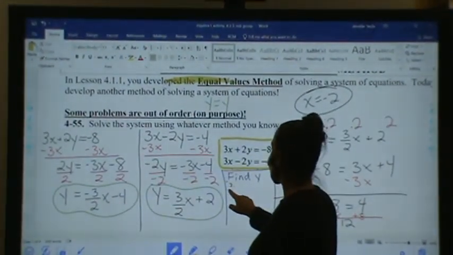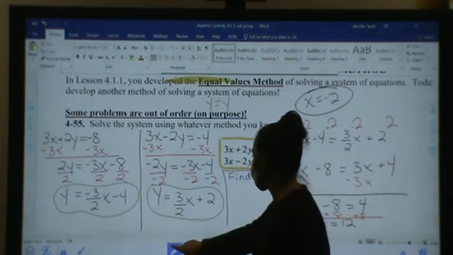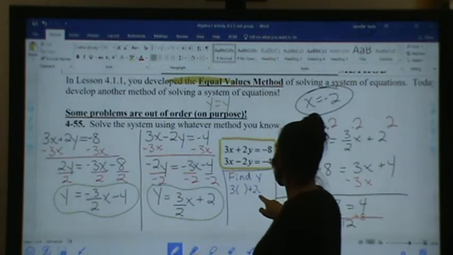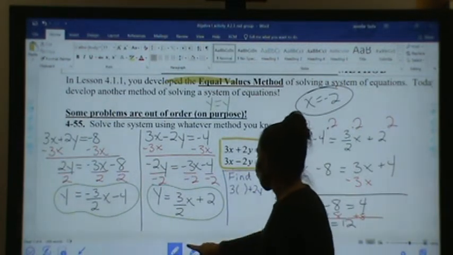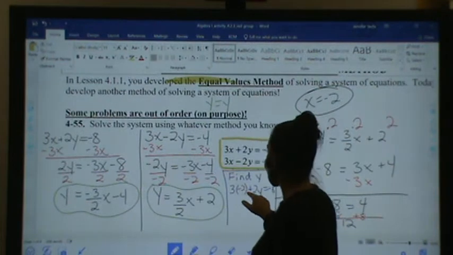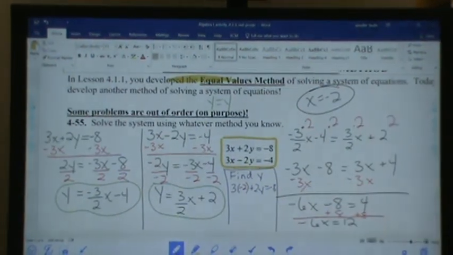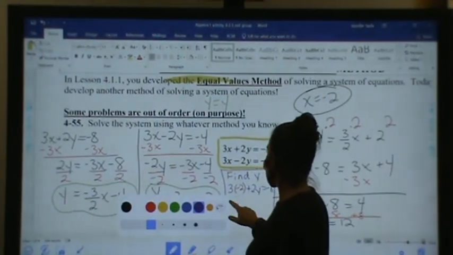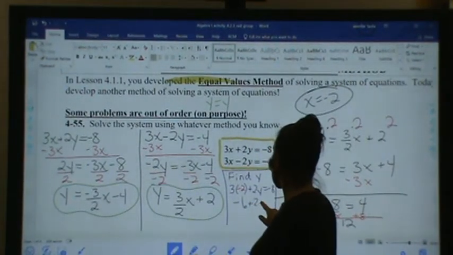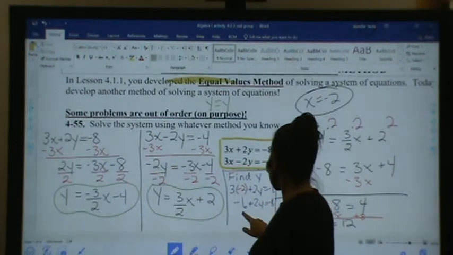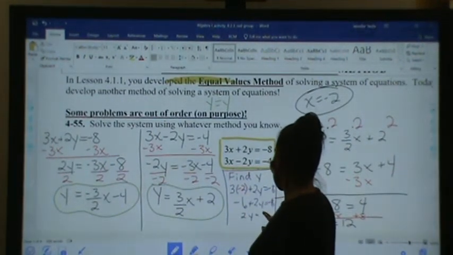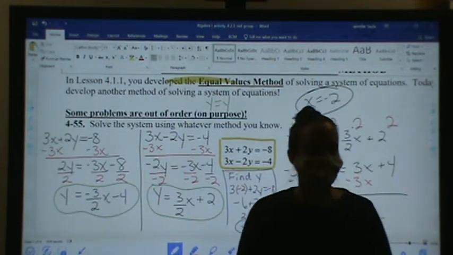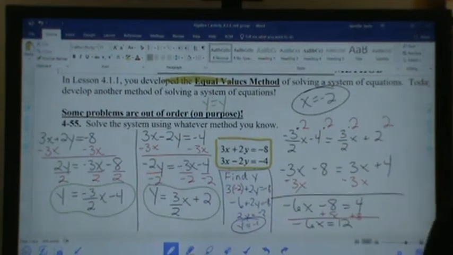So I'm going to get 3 times x plus 2y equals negative 8. Well, we just found that x is negative 2. So I'm just plugging in negative 2 there. So I get negative 6 plus 2y equals negative 8, which means I get 2y equals negative 2, y equals negative 1. Okay, just like last week.